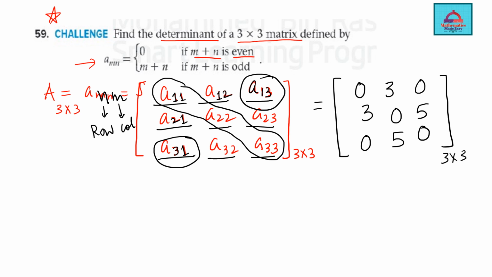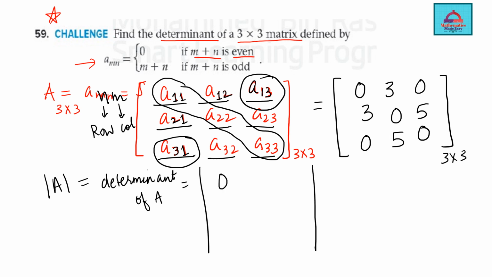We have already found the matrix. Now we need to find its determinant. So this is the way we write a determinant. It will be a number, a value, the determinant of A. So we just change the square brackets to bars: 0, 3, 0, 3, 0, 5, 0, 5, 0.